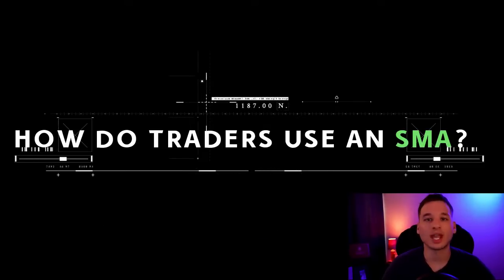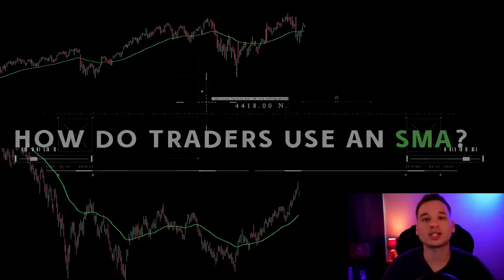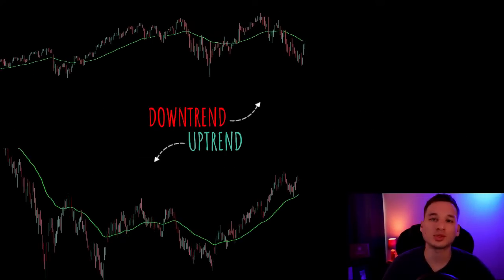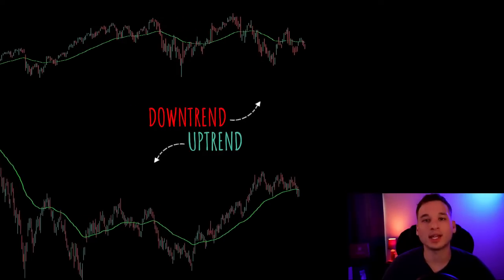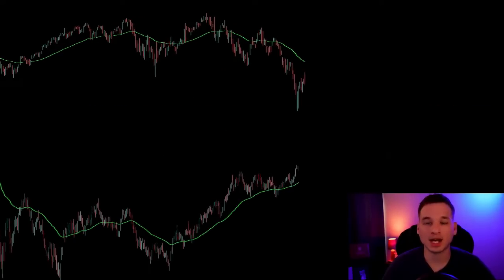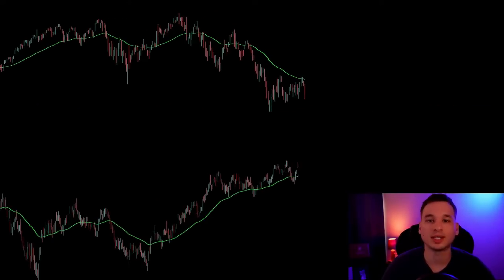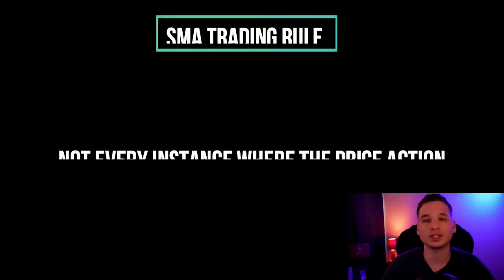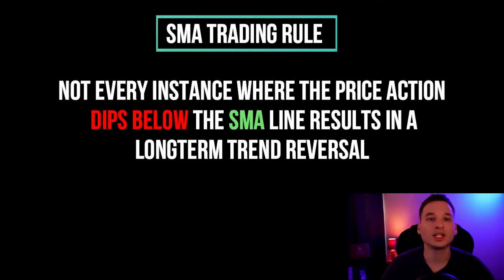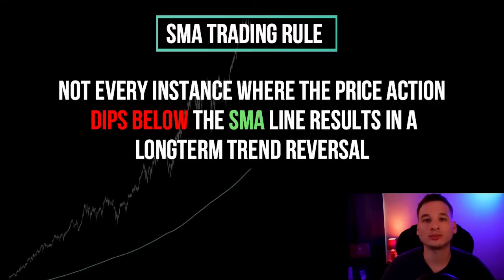So how do traders use a simple moving average? As previously stated, traders consider the price action to be in an uptrend when it is above the SMA line and consider it to be in a downtrend when it is below the SMA line. However, one frequent hurdle traders must overcome when using the SMA line in this way is that not every instance where the price action dips below the SMA line results in a long-term trend reversal.